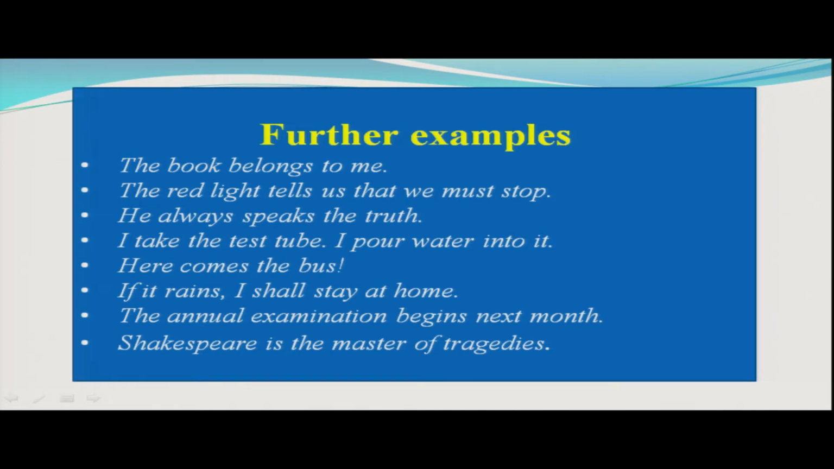Now mark these sentences, children. The book belongs to me. Now belongs is a verb of possession, and so you have used simple present tense. I own this book. This book belongs to me. The red light tells us that we must stop. Now this is a signal, and the red light reports. It tells. So when it reports, then we are using simple present tense.